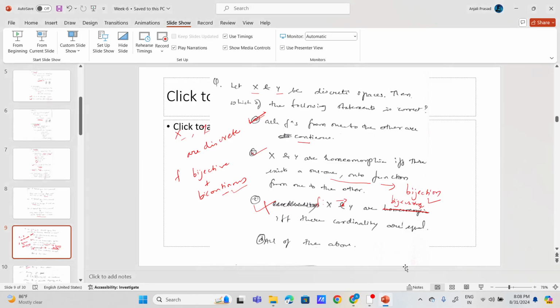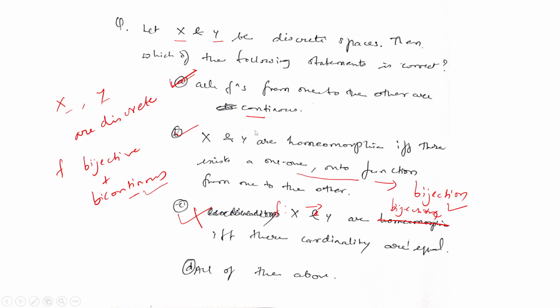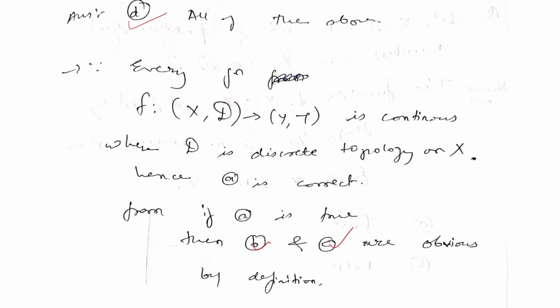So you are saying that option D is correct. So yes, both these options will be correct. Let's see how. Every function f from X_D to Y_τ, where D is the discrete topology and we are taking any arbitrary topology τ on Y, is always continuous, right?